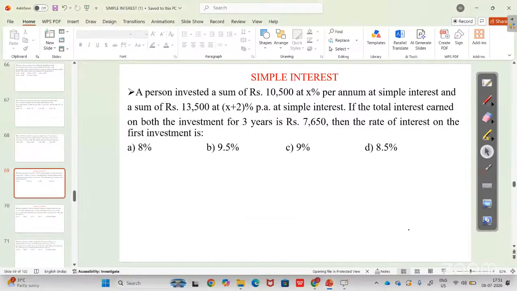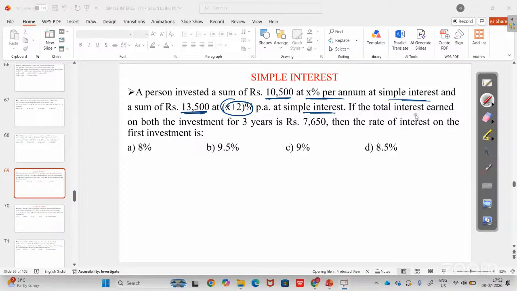Next, a person invested a sum of money of rupees 10,500 at X percentage per annum simple interest, and a sum of 13,500 at X plus 2 percentage per annum simple interest. If the total interest earned for both of them for 3 years will be equal to 7,650, then the rate of interest for the first investment is, what is the first investment?